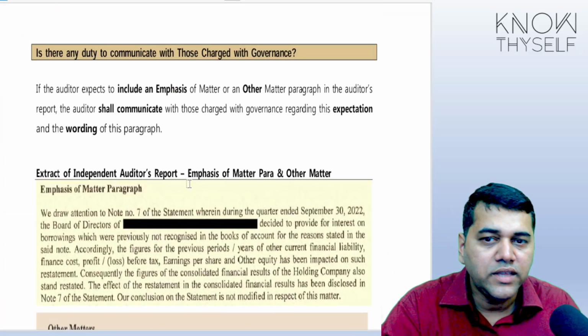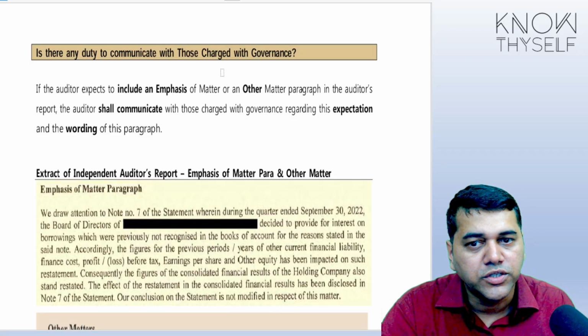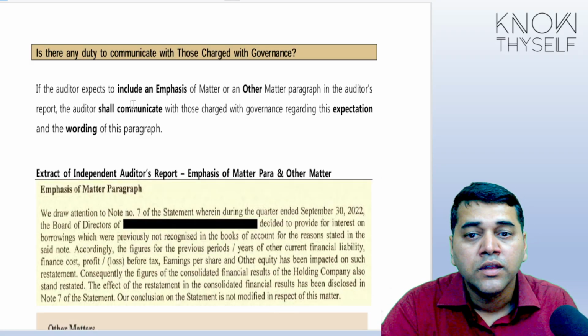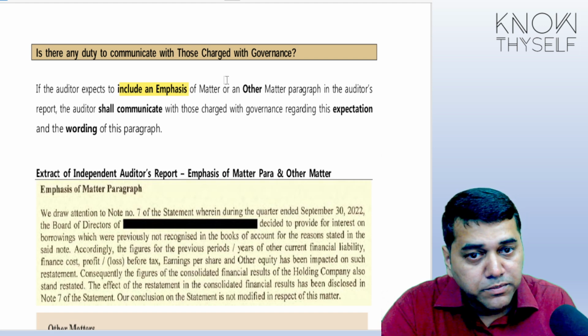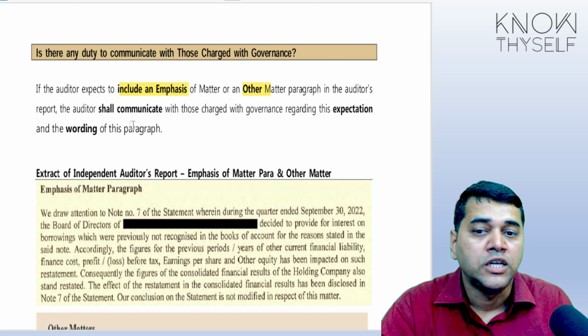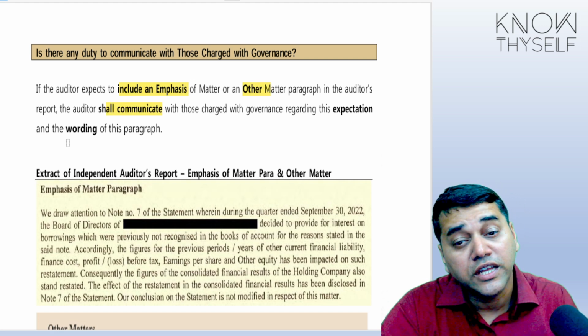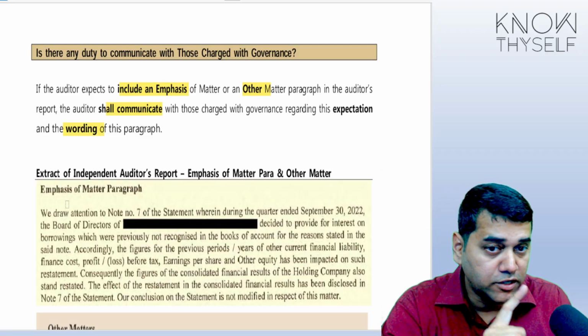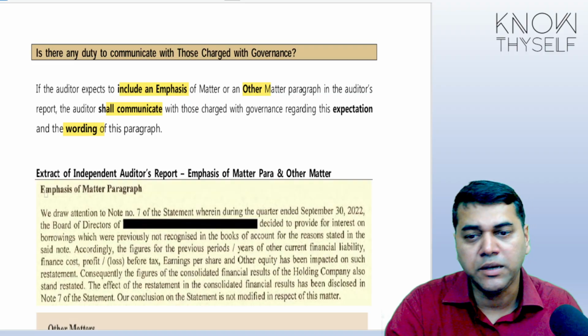Yes. Now, is there any duty to communicate with the TCWG? Yes, if the auditor is thinking to include an emphasis of matter or other matter, he should communicate with the TCWG, including the wordings. Without that, he should not tell in the report.